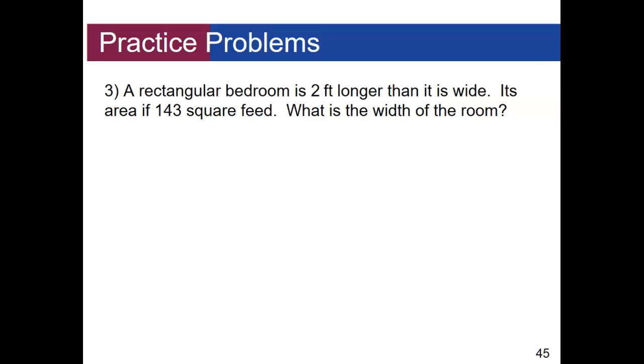Okay, moving on. A rectangular bedroom is 2 feet longer than it is wide. Its area is 143 square feet. Excuse the typos. What is the width of the room? So we've got a rectangular bedroom here. It's 2 feet longer than it is wide, so we'll let x be the width, and then x plus 2 is going to be the length of it. The total area is 143 square feet. So we want to know what is the width of the room. So the width we said was our x.